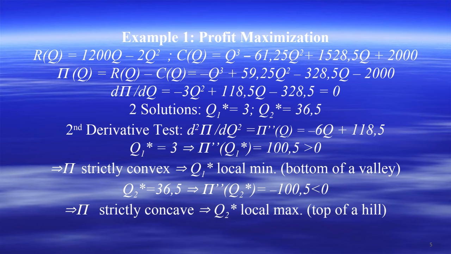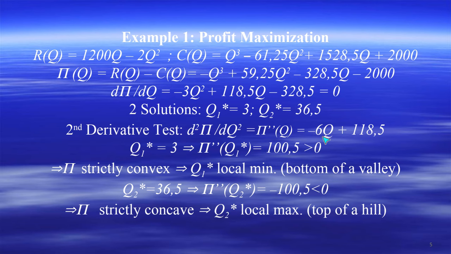All right. So Q1 star equals 3 is not our point. So let's check Q2 star, 36.5. Great. Replace it in the second derivative function. Minus 6 times 36.5.